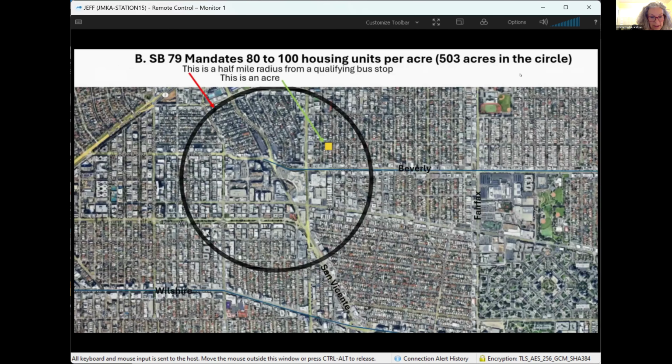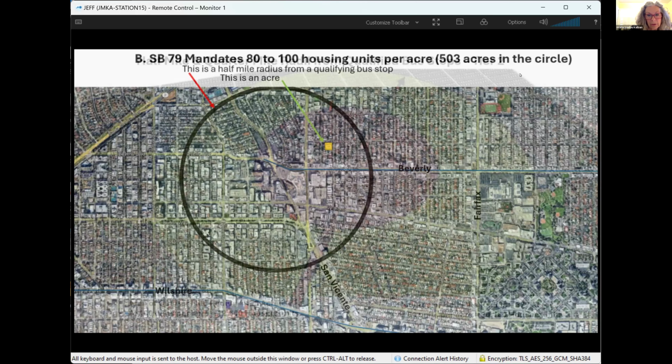So here is a half mile radius that has been drawn to scale, and that yellow square is an acre. And the entire circle is 503 acres. And if you do the math, you see how much density will be allowed in that circle.